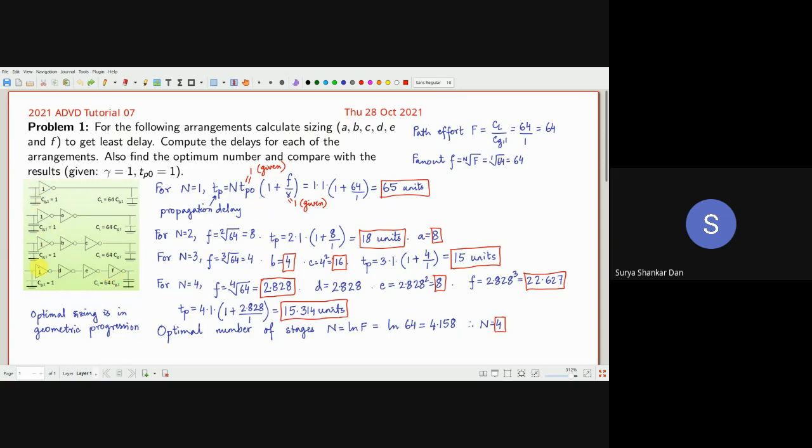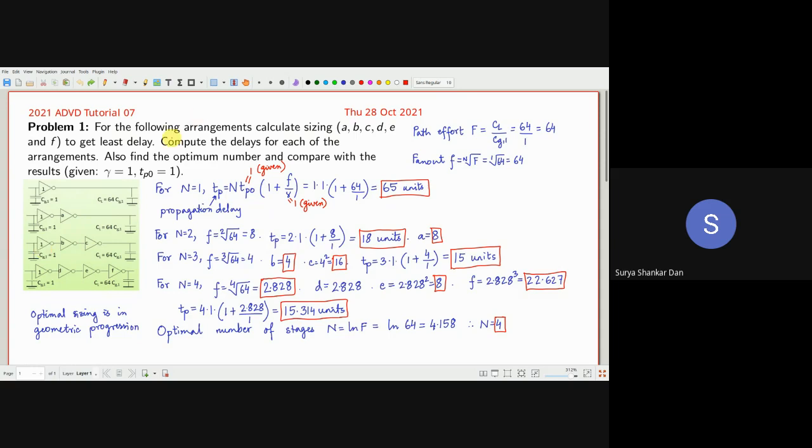The first inverter is always 1. So essentially, whatever A, B, C, D you are going to calculate will be in terms of the factor of how much wider these particular inverters are than the first one. So A, B, C, D, E, F, these values will indicate how much wider these transistors are with respect to the first one. Very simple. Essentially, we are calculating the ratio.